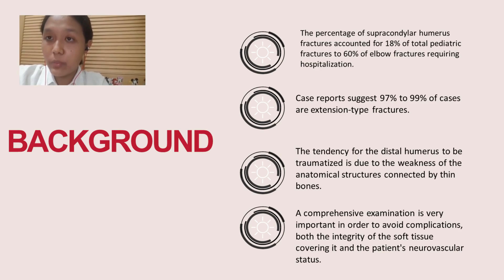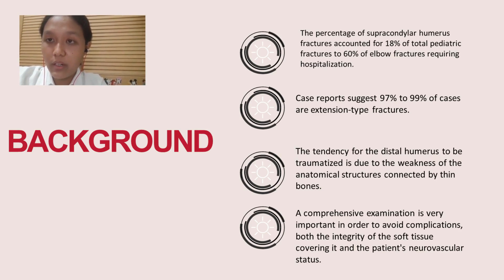Supracondylar humerus fractures account for 18% of total pediatric fractures and 60% of elbow fractures that require hospitalization. Those aged 5 years, or an average of about 6 years, experience this type of fracture, and the incidence ratio is the same in both men and women. Case reports suggest that 97% to 99% of cases are extension-type fractures due to posterior medial displacement of the distal humerus, and are associated with both radial and median nerve injury.